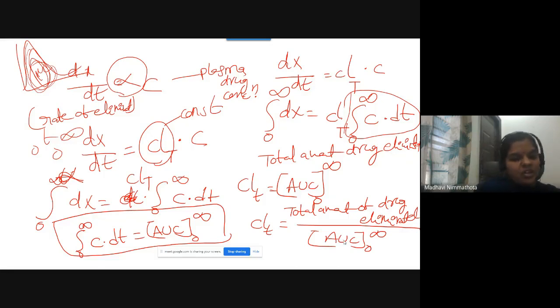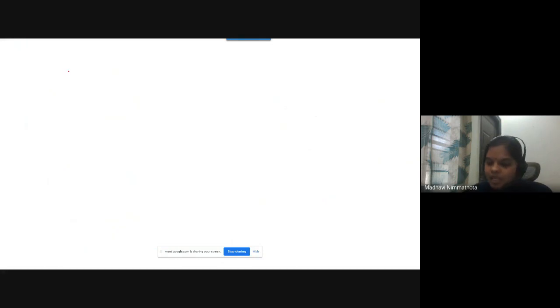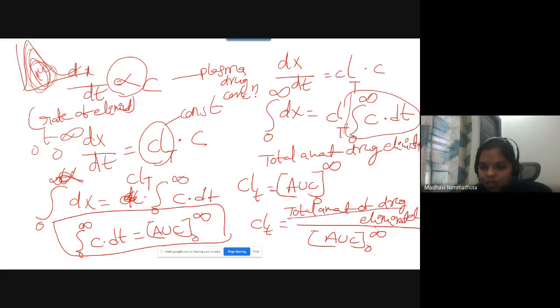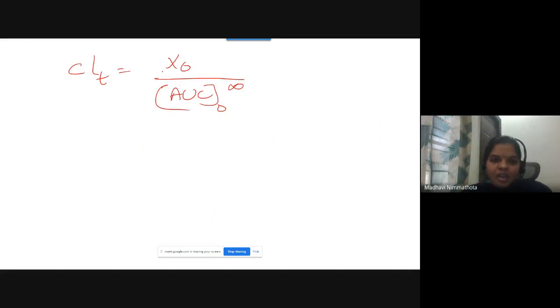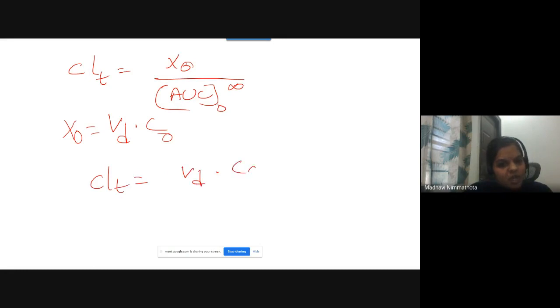So the next equation is CLT is equal to X naught divided by AUC 0 to infinity. Why will X naught come here? See, what is this? Total amount of drug eliminated. That's why X naught comes here. And what do you mean by X naught? One equation is there: X naught is equal to VD into C naught. So CLT is equal to VD into C naught divided by C0 by KE.